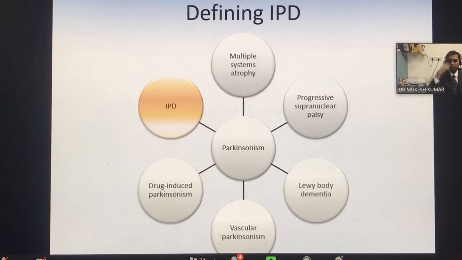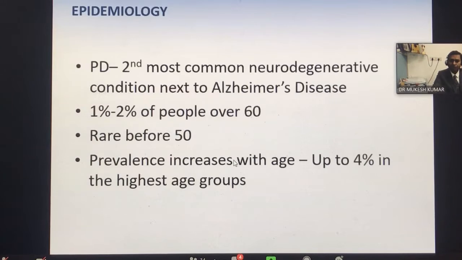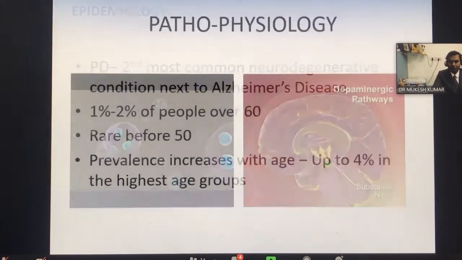Whenever we term Parkinsonism, we have to show there is some slowness along with tremor or a tendency to fall. Among the Parkinsonisms, the commonest are idiopathic Parkinson disease, multiple system atrophy, progressive supranuclear palsy, Lewy body dementia, vascular Parkinsonism, and drug-induced Parkinsonism. Parkinson disease is the second most common neurodegenerative disorder next to Alzheimer's, and it is seen in 1 to 2% of the population over 60 years of age. It is uncommon below 50 years, and its prevalence increases with age to about 4% in the 70 to 80 years age group.